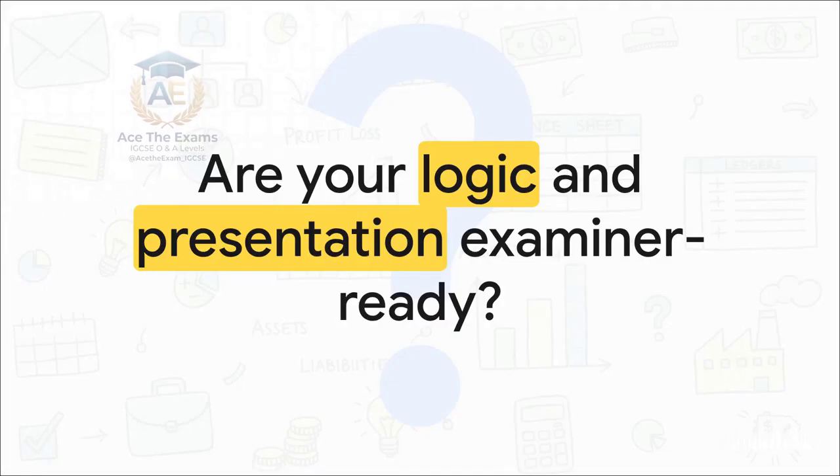So take these strategies, apply them to your practice papers, and really ask yourself, are your logic and presentation truly examiner ready? Are you actually making your procedural flow visible? Are you sticking to that exact 2026 terminology? And when you interpret ratios, are you telling the real story behind the numbers or just stating the obvious? Go review your notes, try a full past paper applying these exact principles under timed conditions, and lock in that top grade.